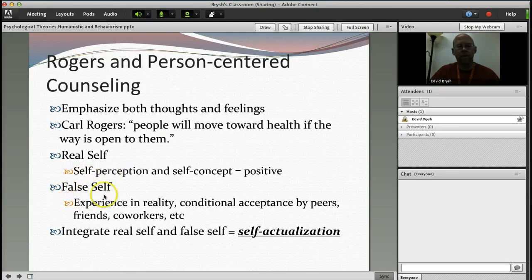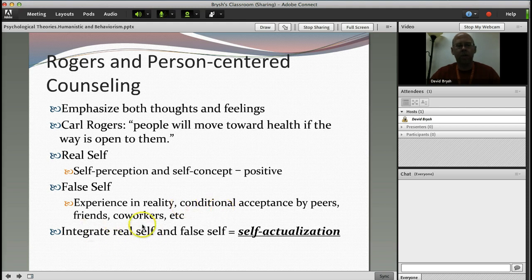A false self is something that you experience in reality, and it's the self that you project to others, kind of like where Jung was talking about how we have masks. Rogers kind of picked up on that idea, and he talked a lot about how you need acceptance from people in order to feel like you are your best self. Does that make sense to people? You have to belong to something, he would say. Most people have a sense that other people like them and enjoy their company, right?